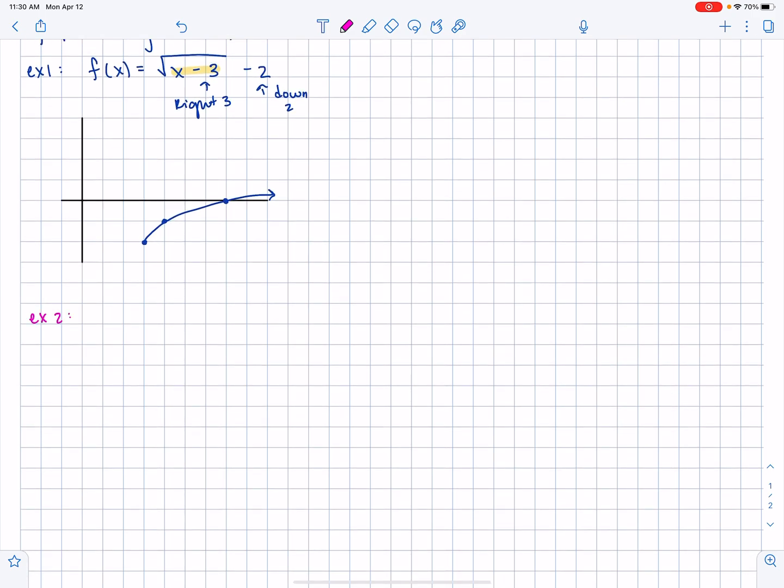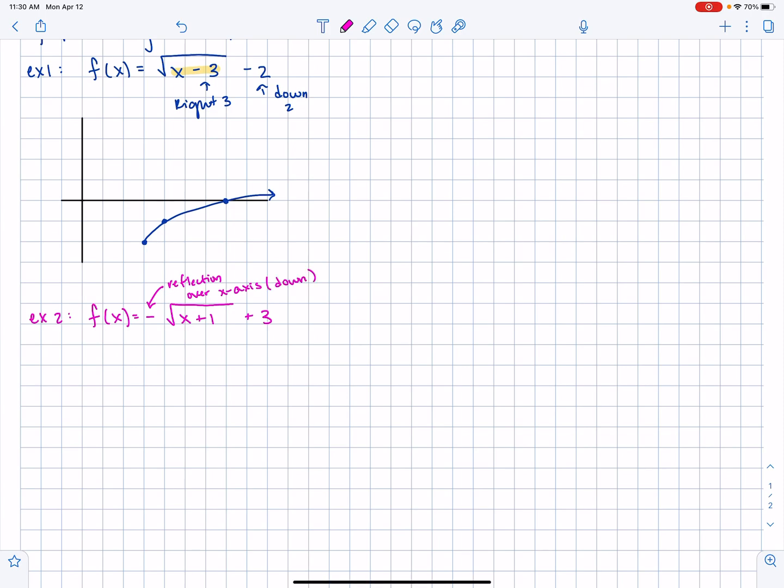Example 2 is now going to be a reflection because we're going to have f of x is equal to negative square root of x plus 1, plus 3. So let's talk about these transformations. Of course, this is the reflection. This is outside the parentheses, so it's a reflection over the x-axis. It's going to flip it down. Just like what your parabola did, right?